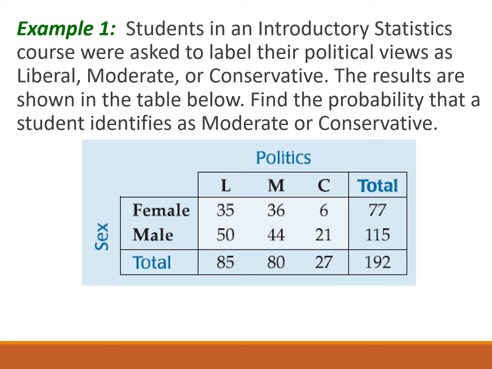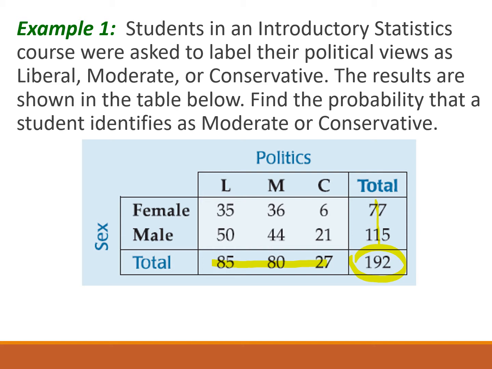In example 1, we have this table showing a number of students in an introductory statistics course along with their sex and their stated political views. We can see the total for all of these items along the margins here, and we can see that there's 192 people in our sample. The actual question is: find the probability that a student identifies as moderate or conservative.